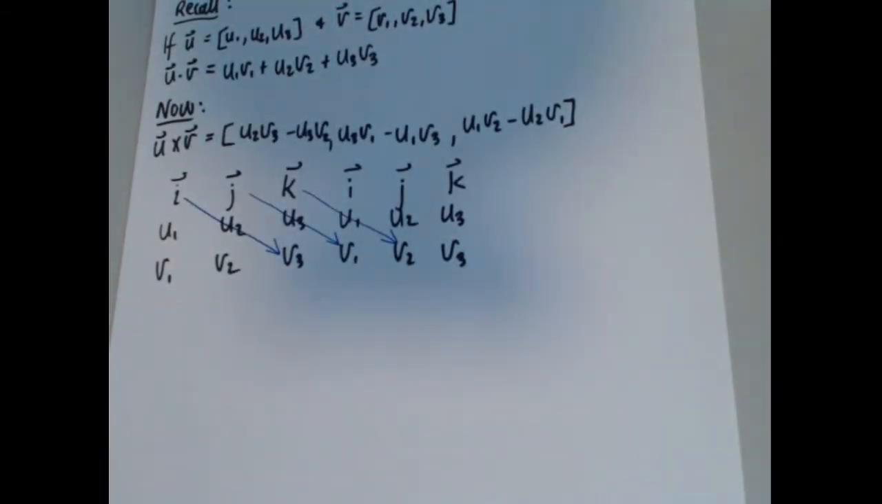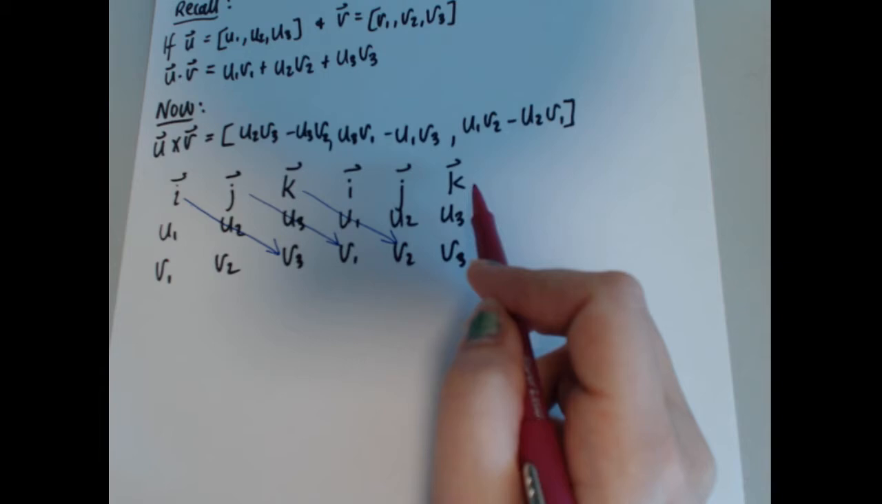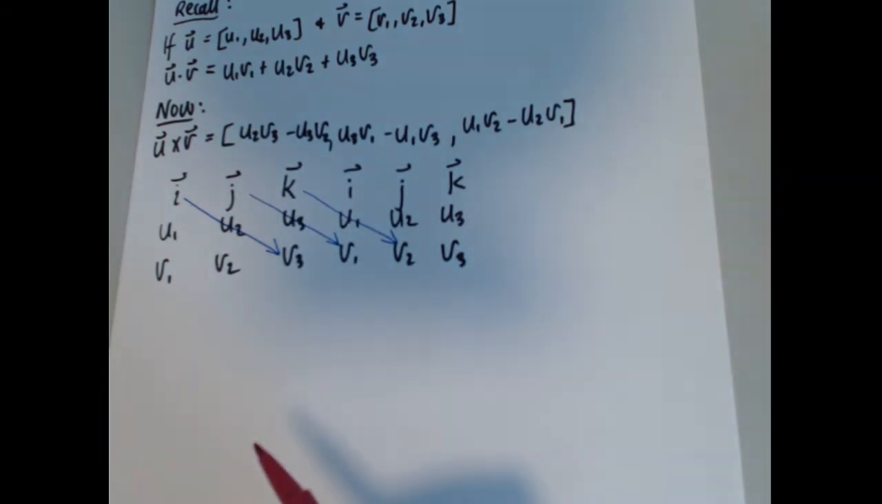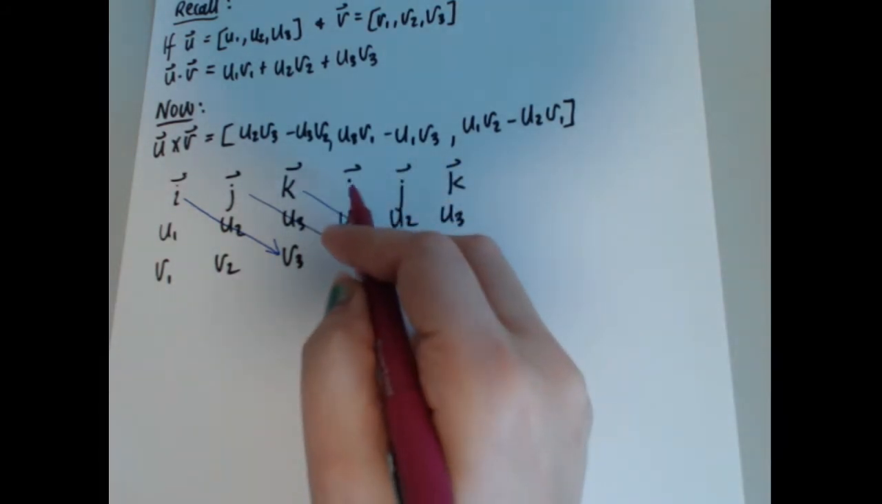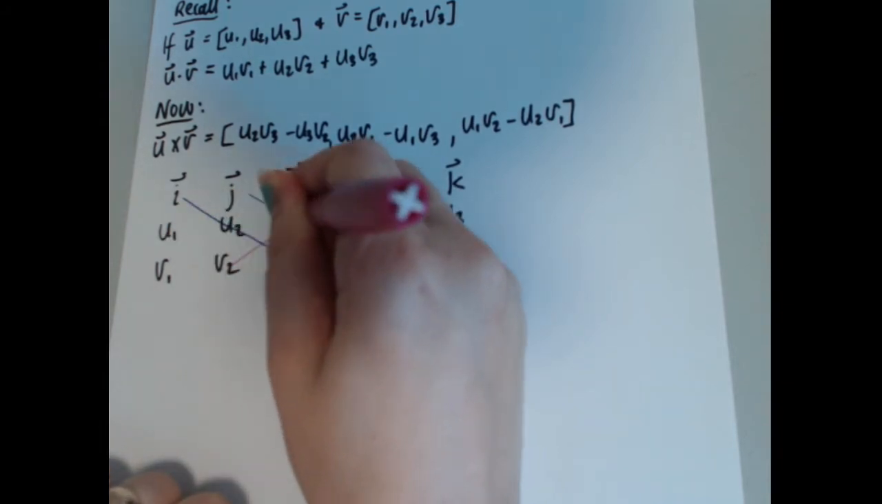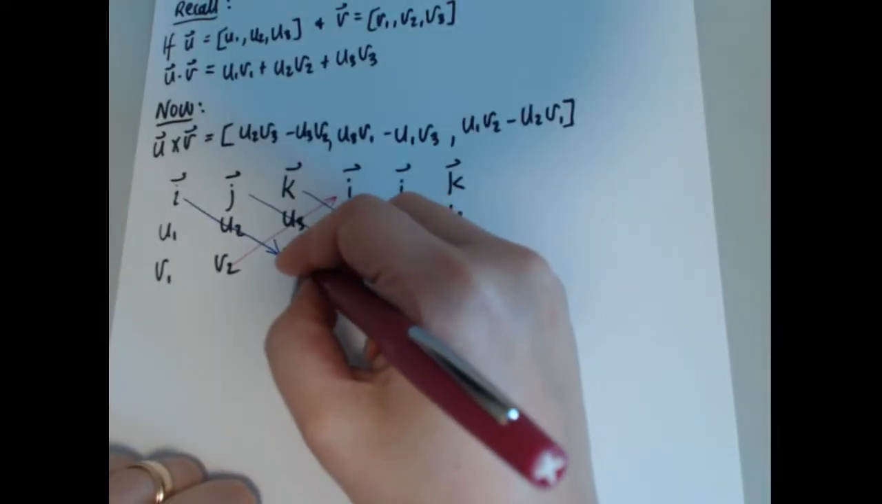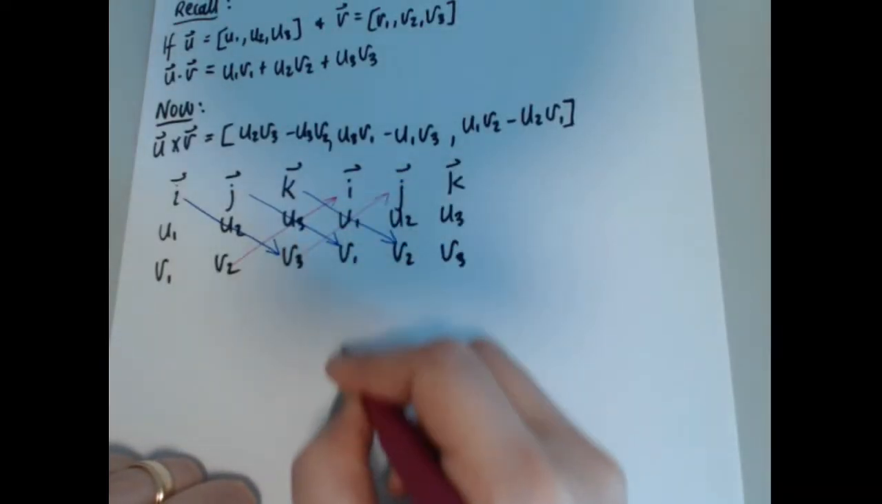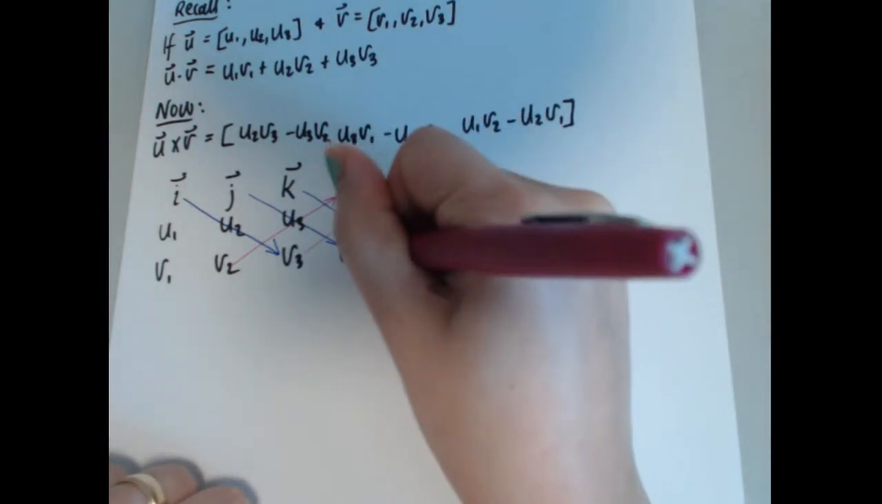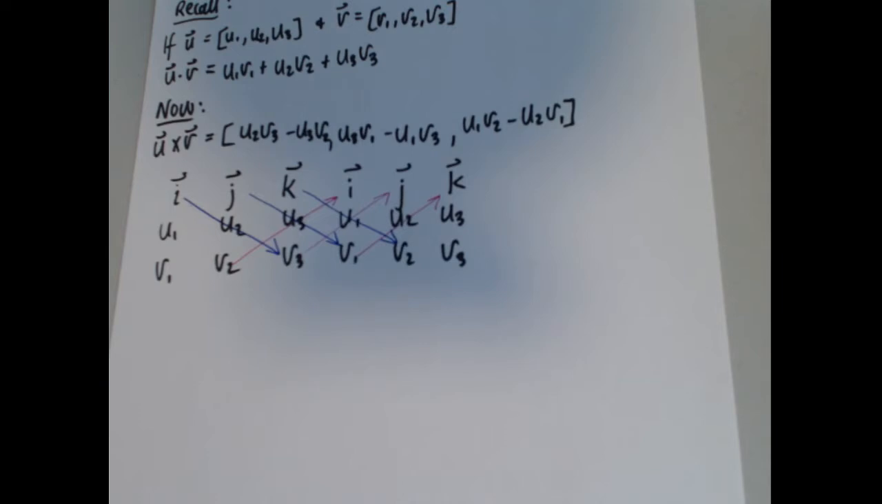Okay, now grab another color. This time we're going to be drawing arrows to I, J, and K on the right, not from I, J, and K on the left. Drawing the diagonal arrow to I on the right, it's going to start at V2, go through U3, and end up at I. And then the second will start at V3, go through U1, and end up at J. And the last will start at V1, go through U2, and end up at K. Okay, I know that looks a little bit crazy, but just go with it for a moment.